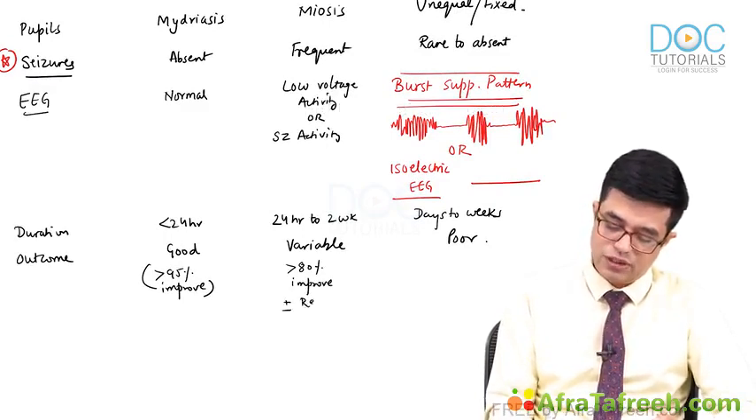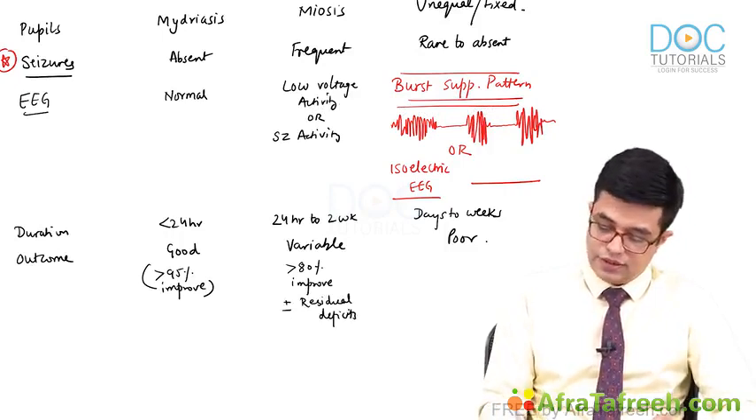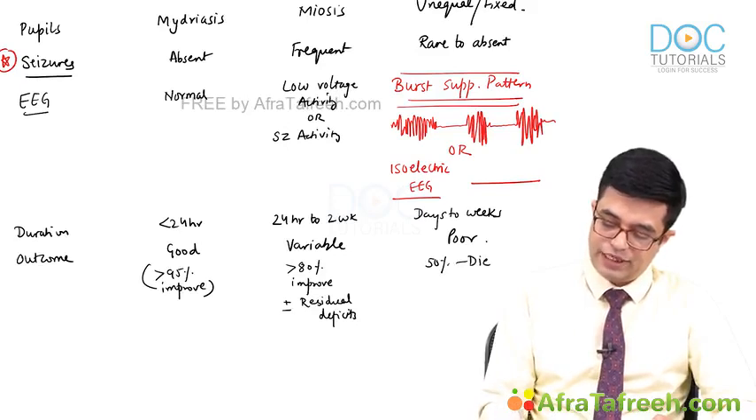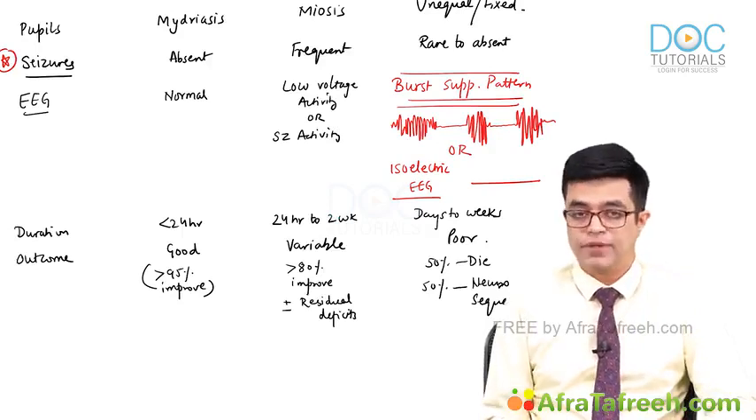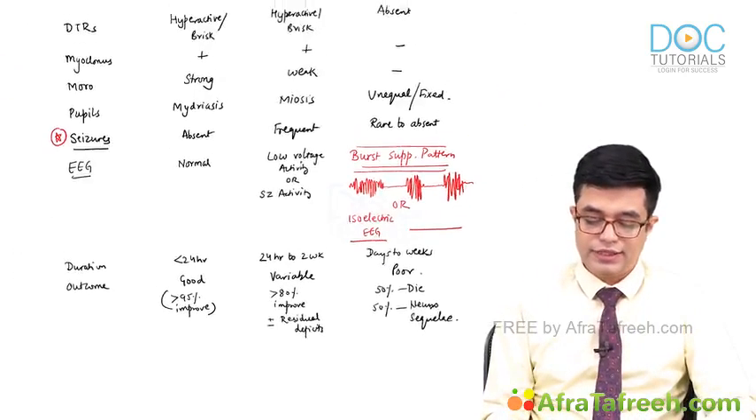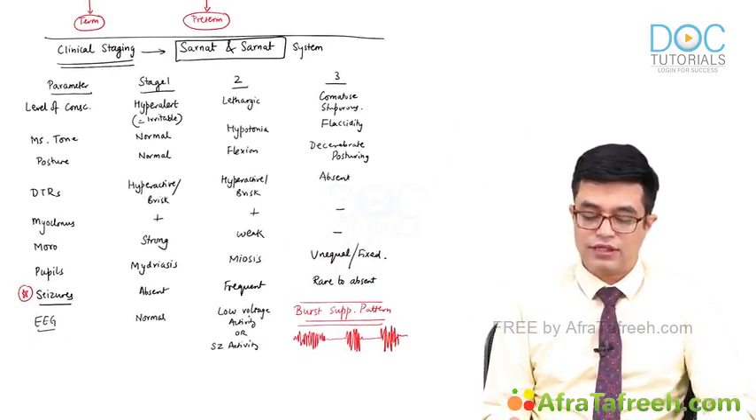they may have some residual deficits. Stage 3, around 50% will die. The remaining 50% will be left with severe neurological sequelae. So the outcome in stage 3 is not good. So this is regarding the staging system of Sarnat and Sarnat.